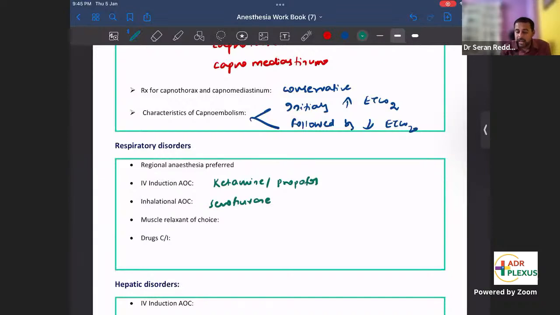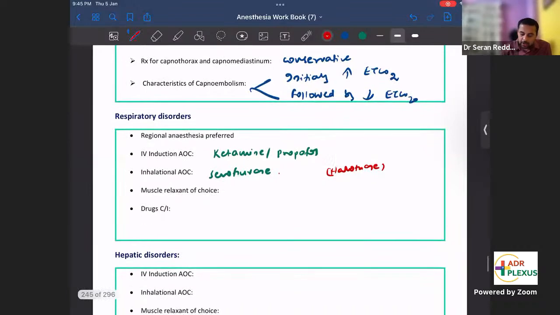See, earlier halothane was used, but because halothane has a lot of side effects, we are not using it nowadays. Halothane is also a very good respiratory drug, but if sevoflurane is not there in the options, then go for halothane. But halothane has so many side effects, we are not using it commonly. And the muscle relaxant of choice is vecuronium.